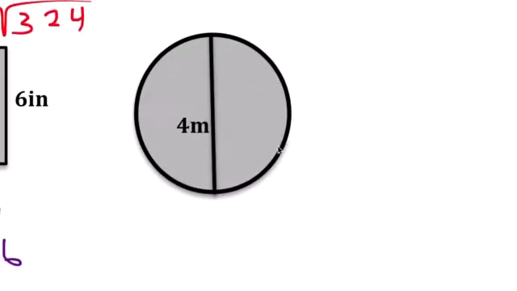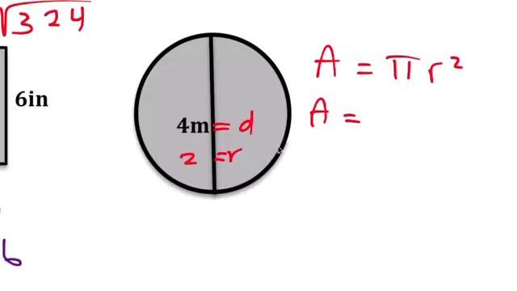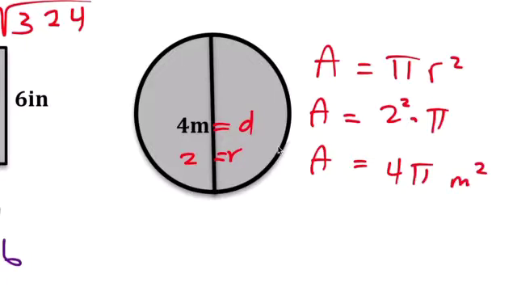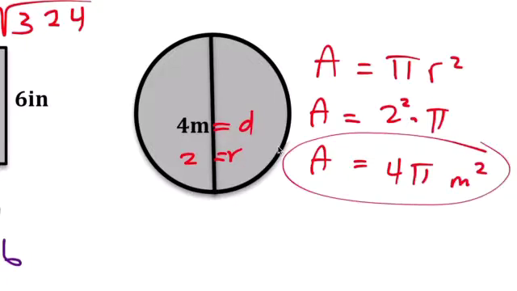Formula for area, pi r squared. Area then, this is called a diameter, radius is 2. So it's 2 squared times pi, which is 4 pi. This is meter squared. Okay, let's just leave it like that.